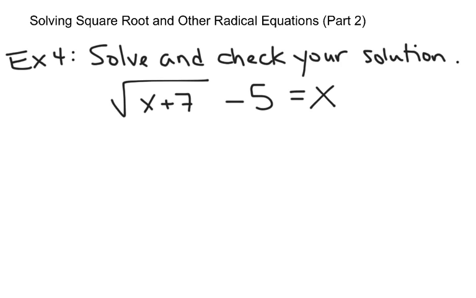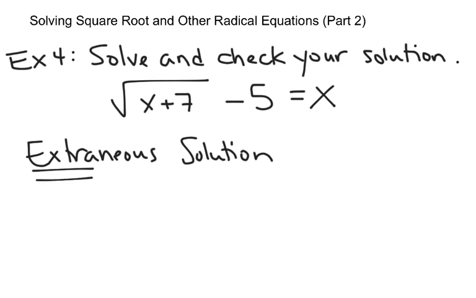Except when we solve radical equations, and this will pop up again when we're solving another type of equation later in the year, we're going to find out that sometimes algebra gives us an answer that doesn't actually work in the original problem. That's known as an extraneous solution. It's a good vocabulary word to have. Extraneous basically means extra solution that doesn't actually work.